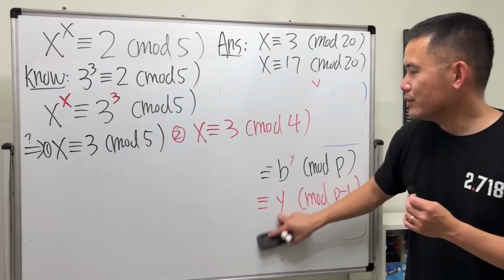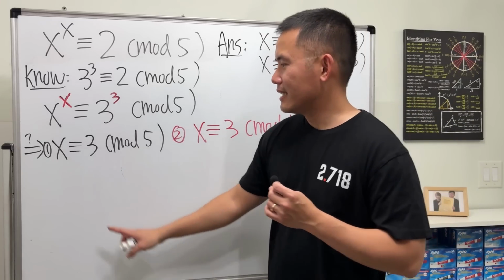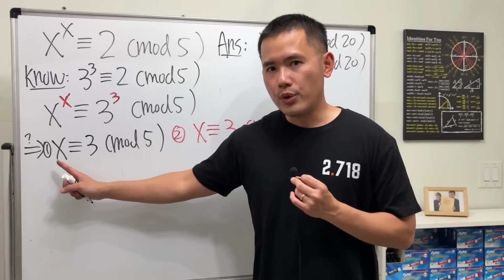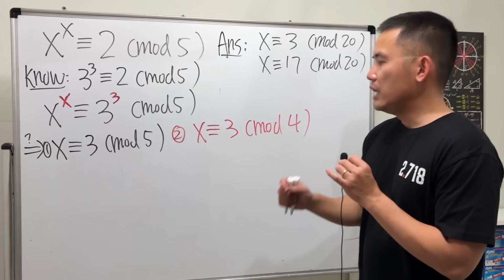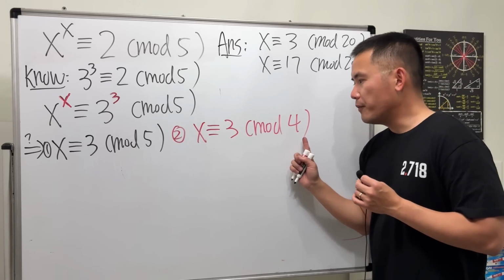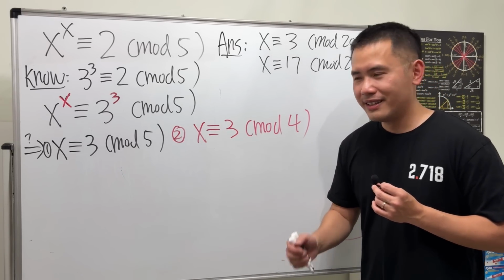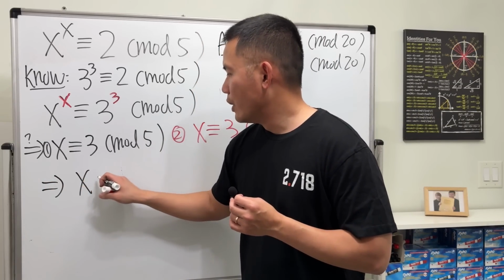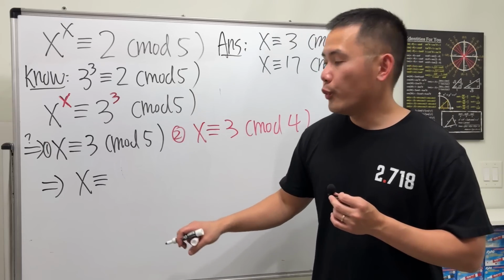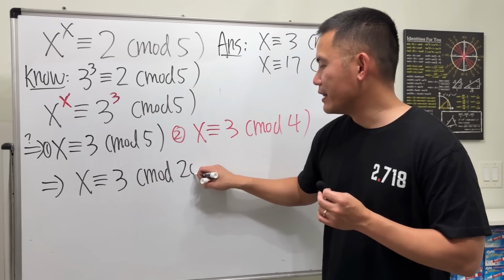Now, let's think about it. How do we solve this? It's not so bad, because right here what we're saying is, when you take x divided by 5, you get a remainder of 3. If you take the same x divided by 4, you also get the remainder of 3. So what does that mean? These two together should imply that x will give you remainder 3 when you divide it by 20.